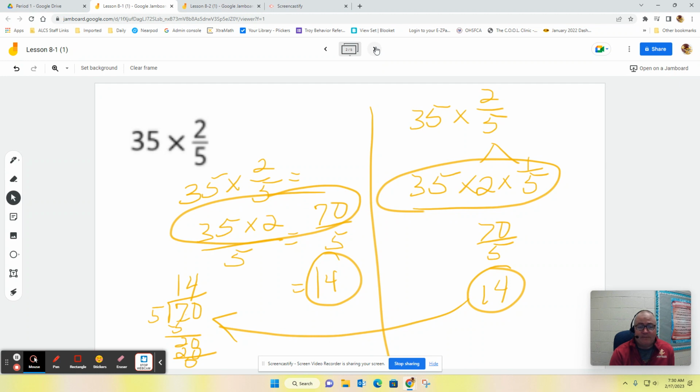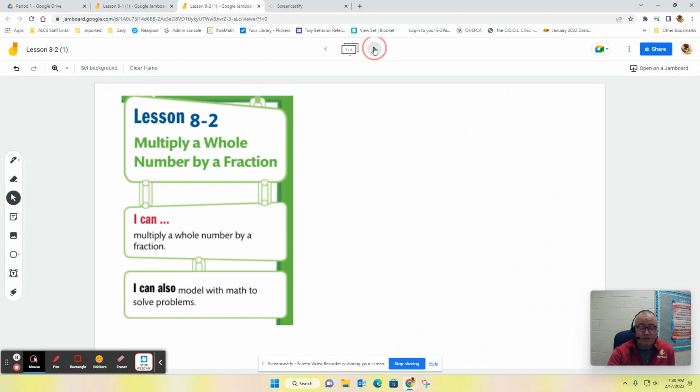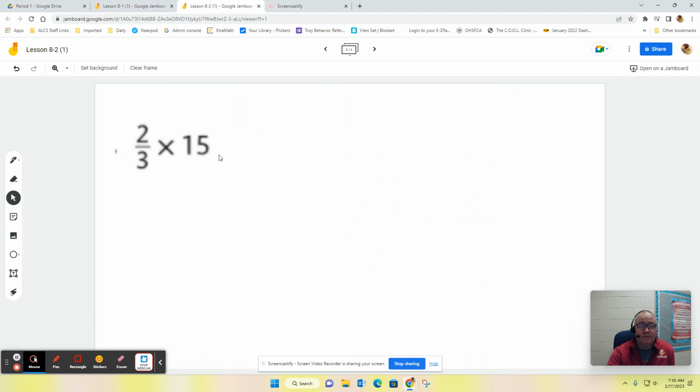So does it matter whether this is 35 times 2/5 or 2/5 times 35? The answer to that question is no, and that is due to the commutative property of multiplication, which allows us to turn those two numbers around. So that's kind of the idea today. 8-1 is going to be problems similar to this. 8-2 is going to be problems similar.